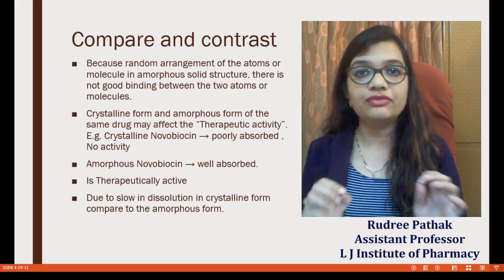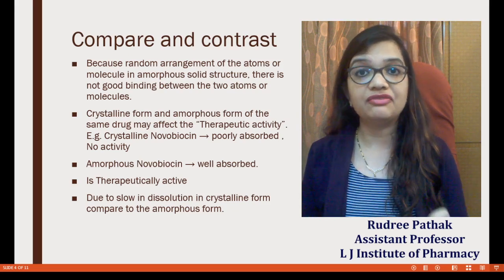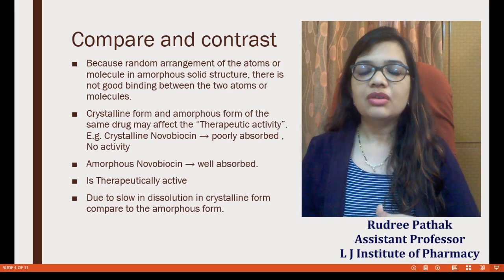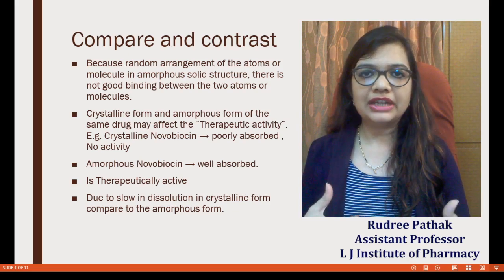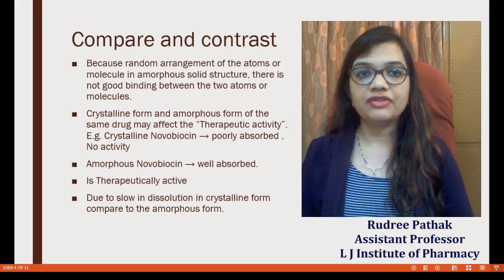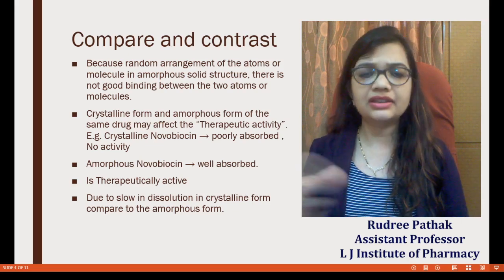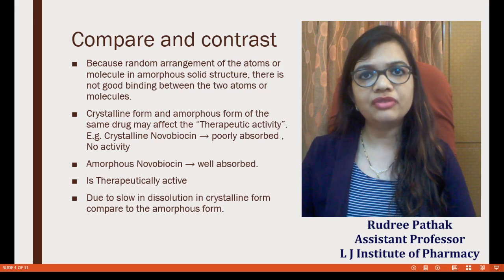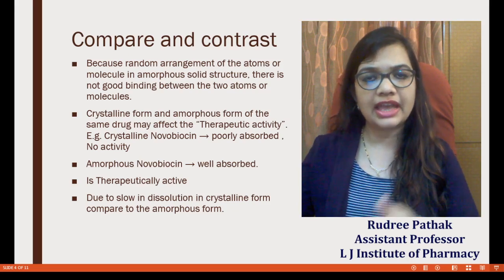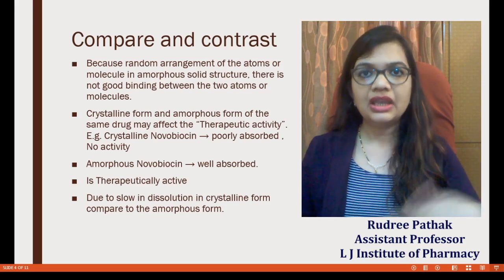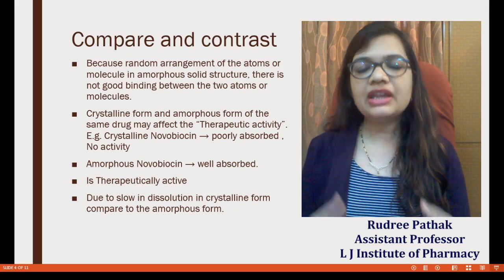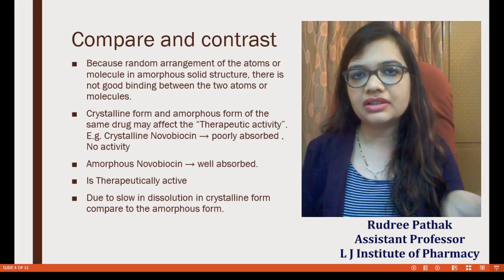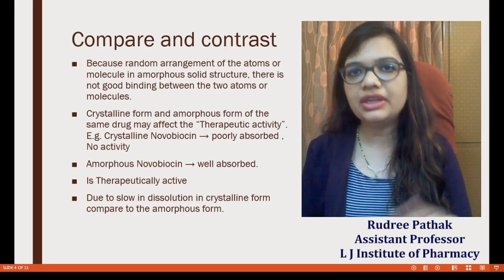As a formulation scientist, as a pharmaceutics person, it matters to us the most. Now, because of the random arrangement of atoms, ions, and molecules or any other building block in the amorphous case, it is going to have an entire set of different physical properties as compared to a crystalline structure. Say, for example, we have a compound like novobiocin. You can see on the screen it is written as an example, novobiocin.